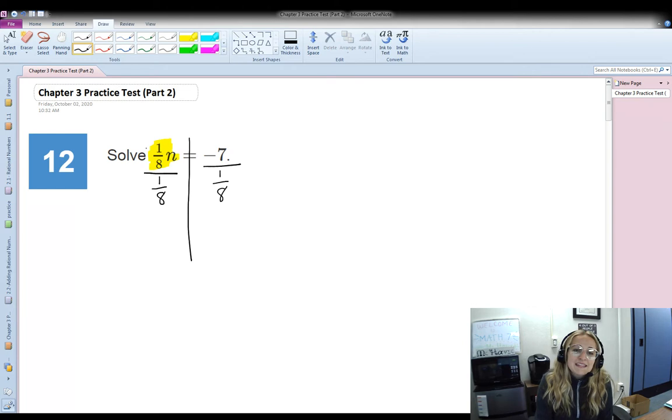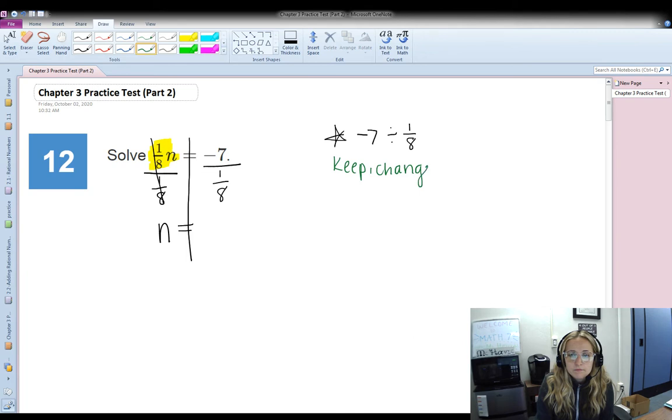That's going to cancel these out, and I'm just going to be left with n on the left side. Then over here, I'm going to do my math, which is -7 divided by 1/8. Now, let's remember that the rule for dividing fractions is keep, change, flip. So I'm going to make -7 a fraction by putting it over 1. And then I'm going to change the division sign to multiplication. And then I'm going to flip this second fraction, so it's going to be 8 over 1.